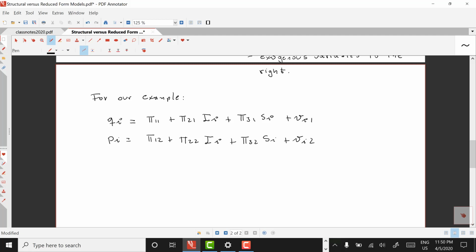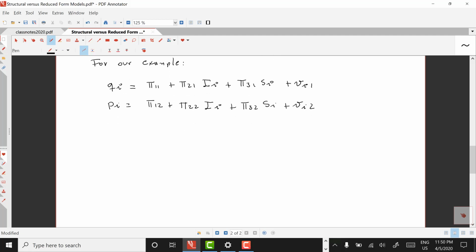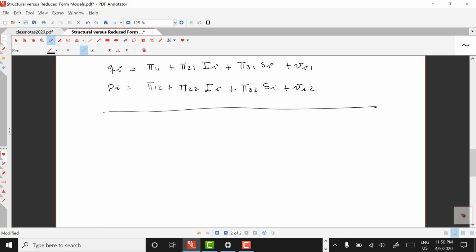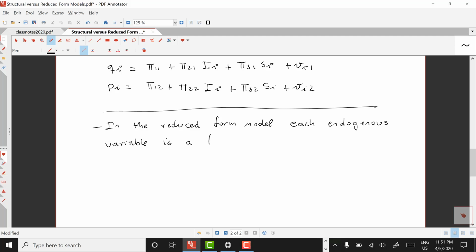Okay, and this is what's called the reduced form model. So in the reduced form model, this is the thing for you to remember: each endogenous variable is a function of the exogenous variables only. Okay, so that's the key thing to remember.